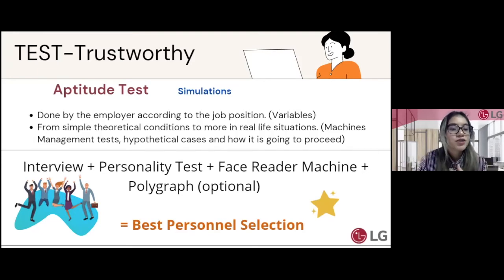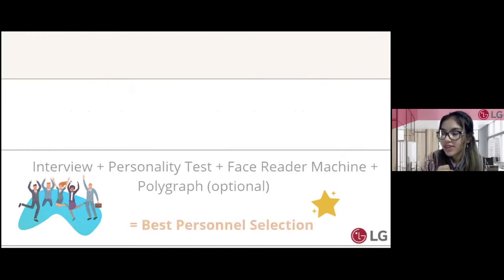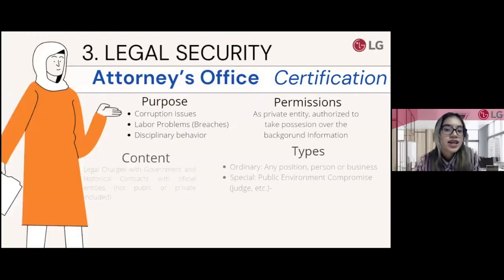Finally, the interview plus the personality test, as well as the face reader machine, and if necessary, the polygraph evaluation, and of course the simulations, are going to help you achieve the best personnel selection for the company and for LG's progression. Okay. Let's move on with some legal security aspects, okay?